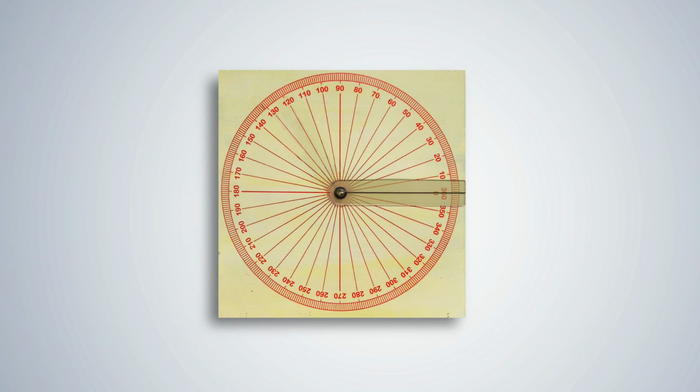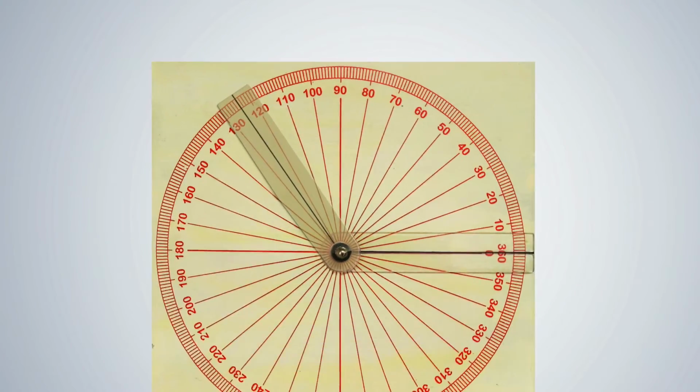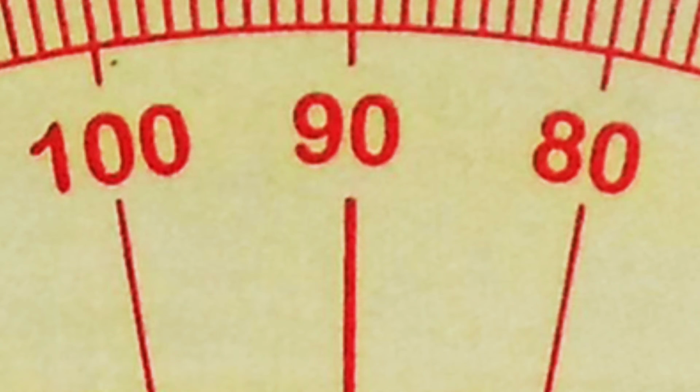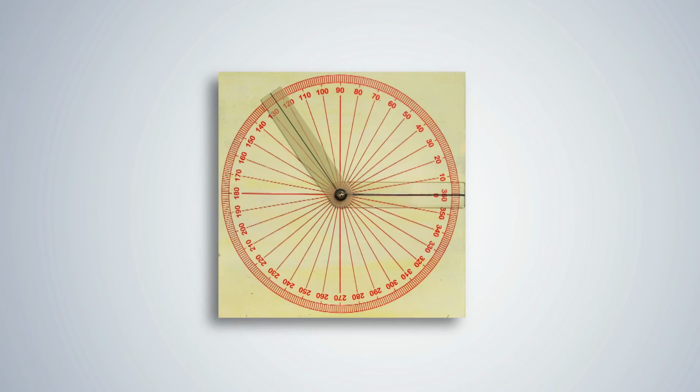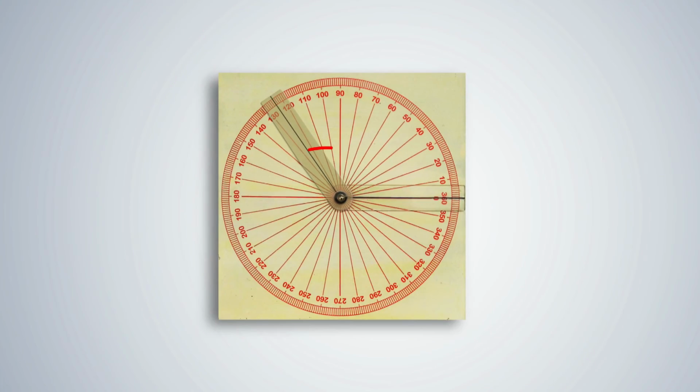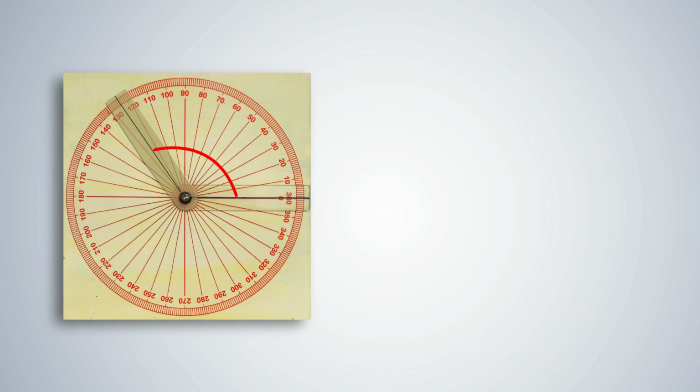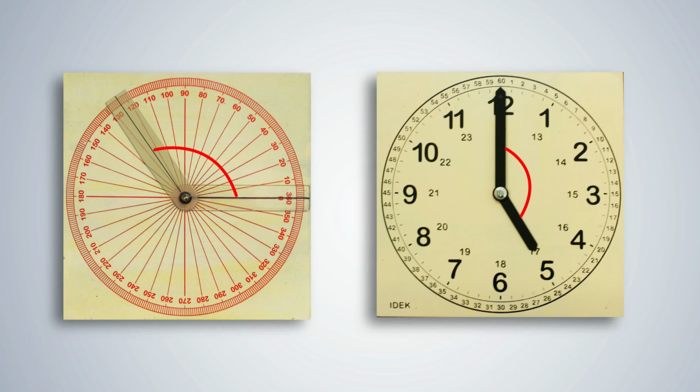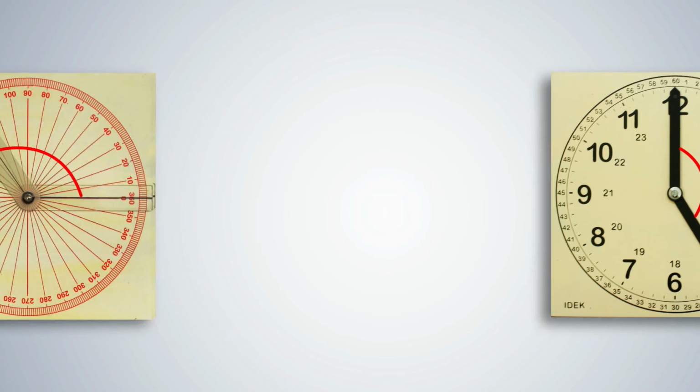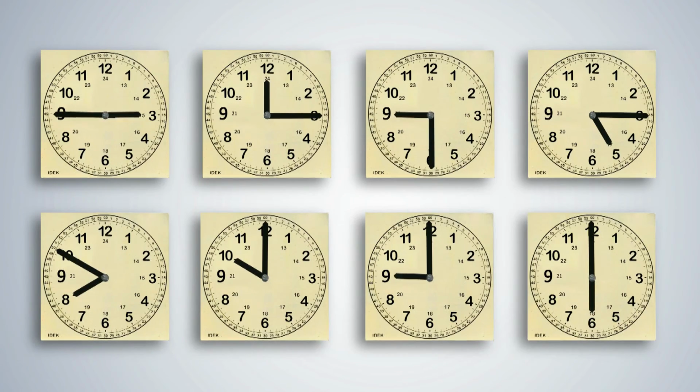Look at this angle, which is 125 degrees. It is more than 90 degrees, but less than 180 degrees. Such angles are called obtuse angles. We can see an obtuse angle when the clock shows 5 o'clock, for instance. Ask students to name the angles formed at different times on the clock.